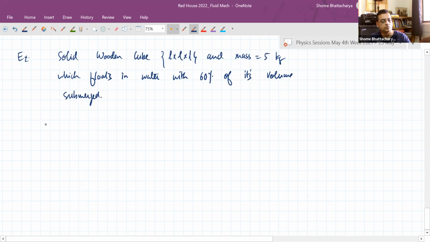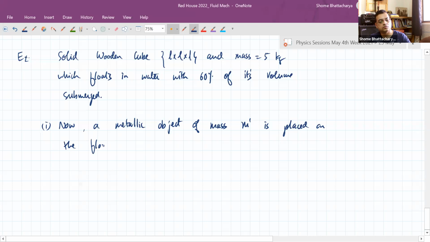Okay. Now, a metallic object of mass m prime is placed on the floating block. Find the maximum possible value of m prime such that the block still floats.